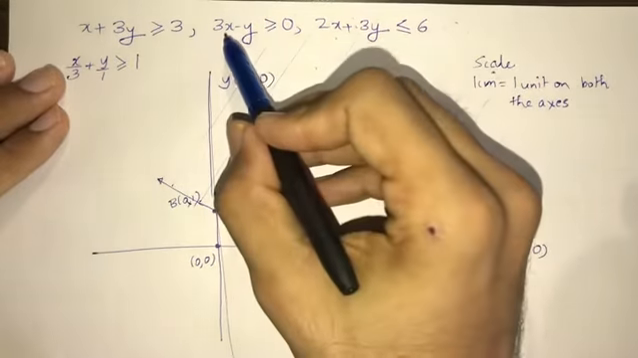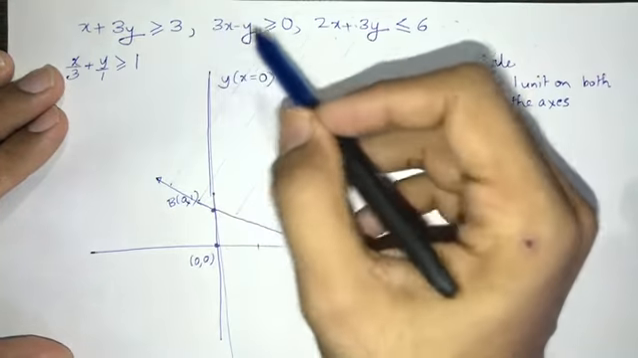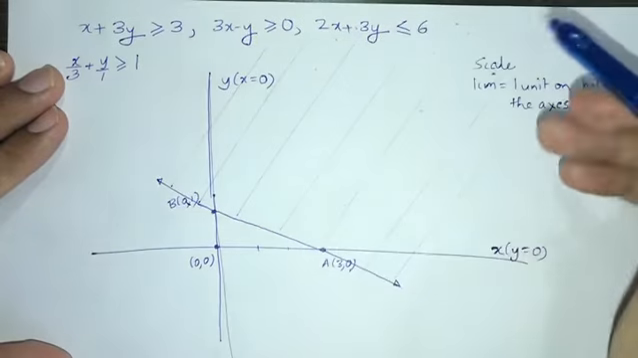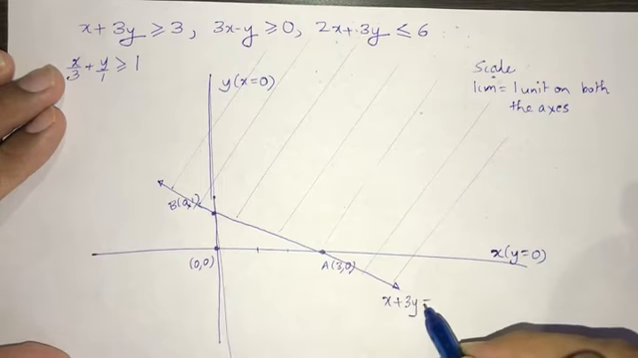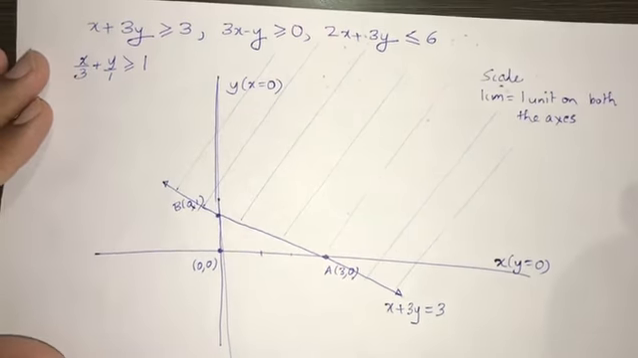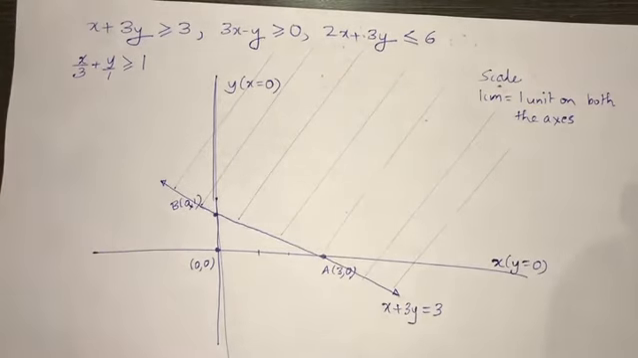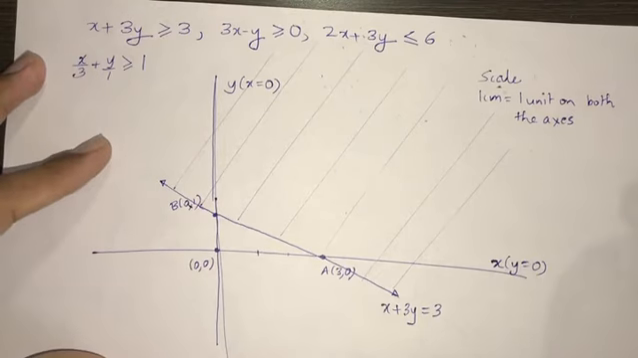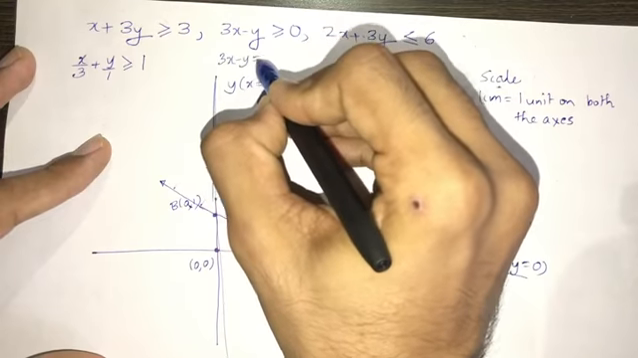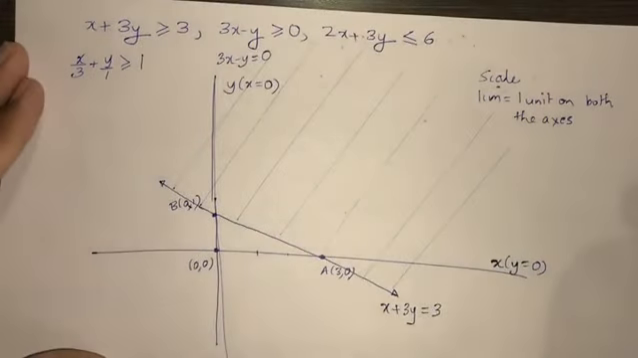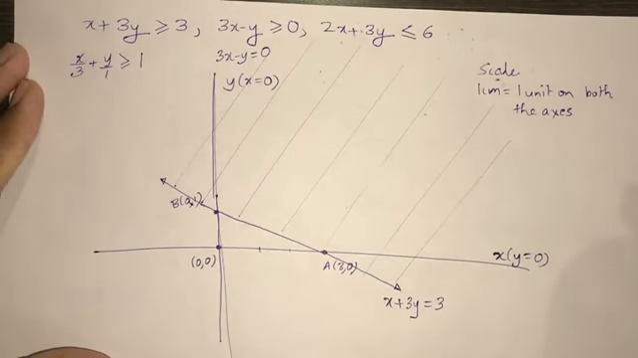Next we have 3x minus y greater than 0. Now there is an absence of a constant here. That means it represents a straight line passing through the origin. What is this straight line equation? The next straight line will be 3x minus y equal to 0, that is y equal to 3x.